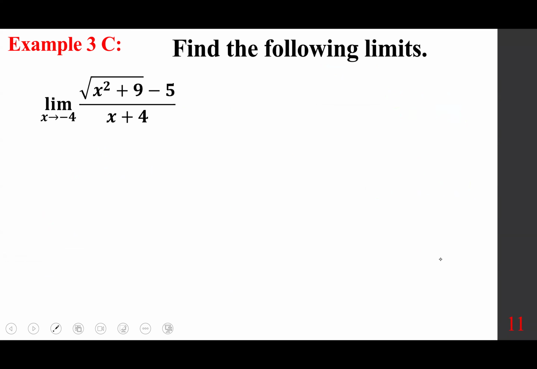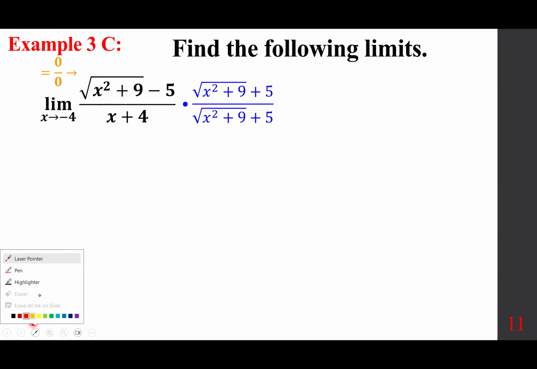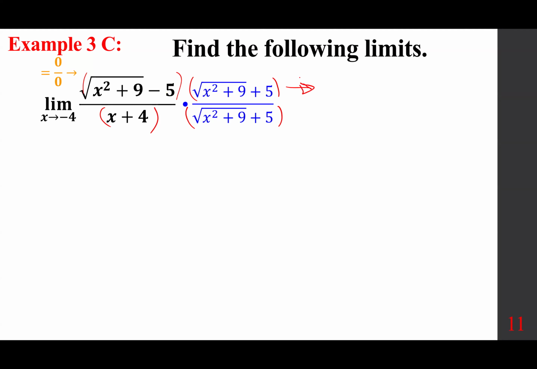For part C of the same example, it works out the same. You plug in -4, it results in 0 over 0. The numerator involves a square root. The technique is to multiply by its conjugate. We have to multiply and divide. When we do that, remember, x is approaching -4, so x plus 4 is a problem. So you don't do anything to the denominator. You keep it as a product. I'm going to simplify the numerator.